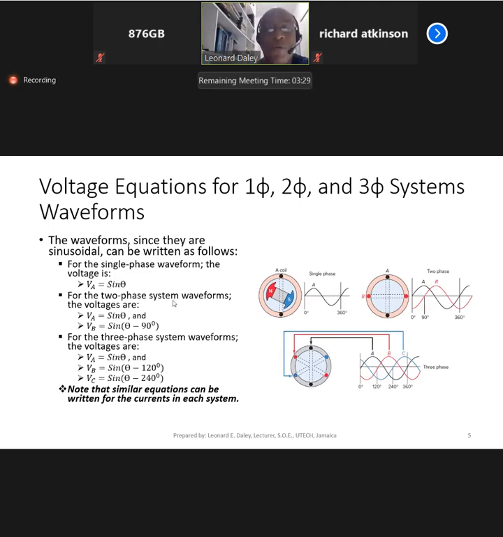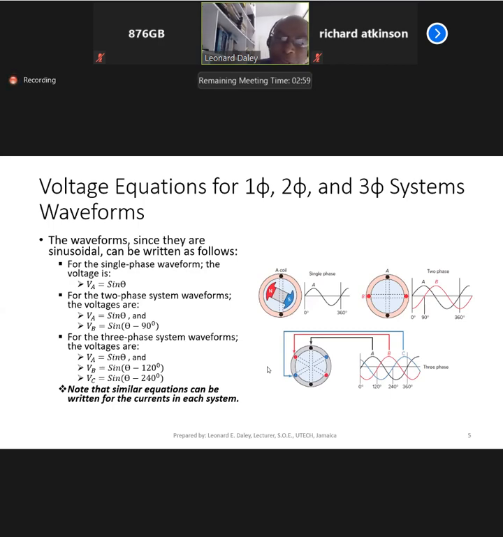For the single phase, it would be VA equal to sine theta. For the two-phase system, you have two equations, one for waveform A and one for waveform B. If we're considering these as voltage waveforms, VA would be sine theta, and then VB would be lagging behind by 90 degrees. Hence this minus 90 degrees.